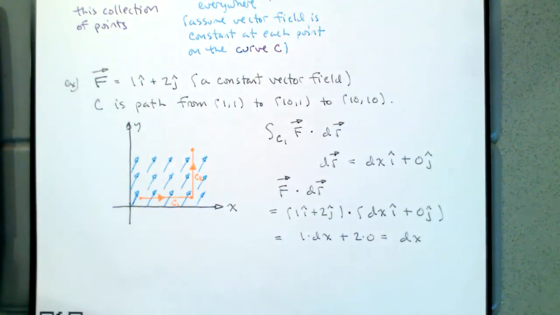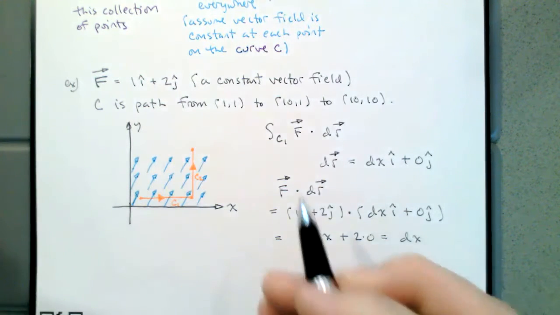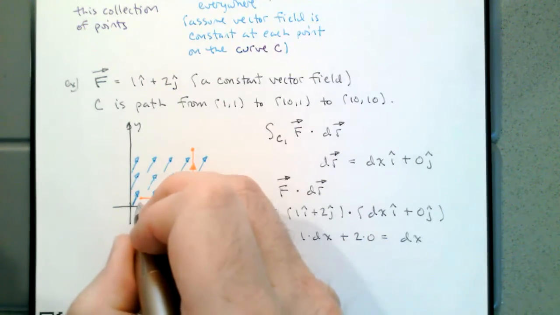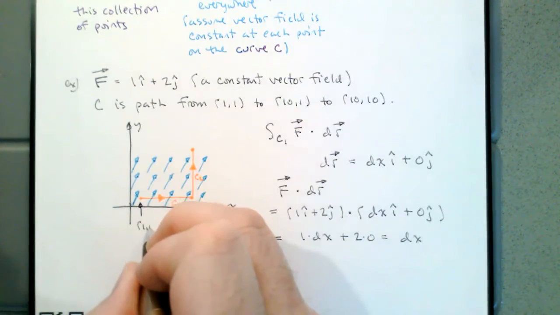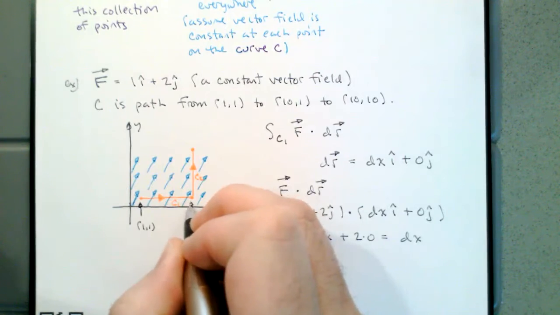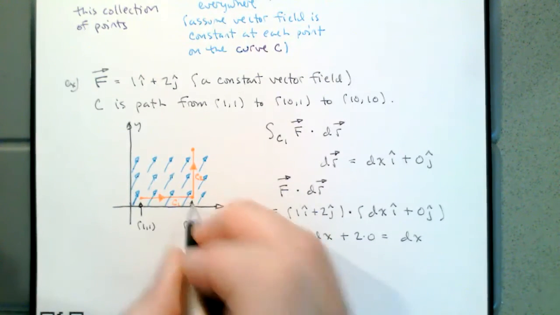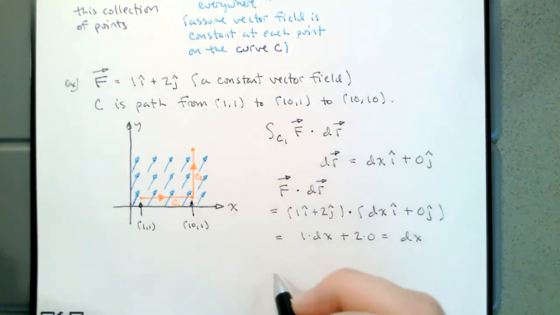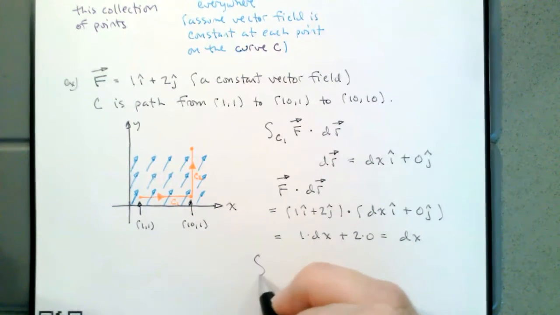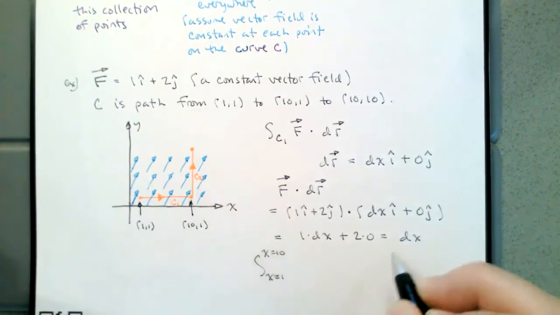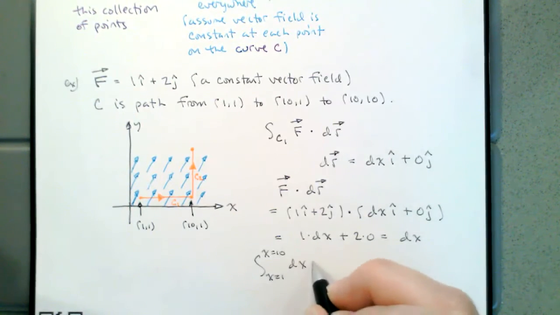In terms of dx now, I have to describe this curve C1. And since we're going from the point 1,1 to the point 10,1, we can describe our curve as x goes from 1 to 10. And we're just integrating dx.